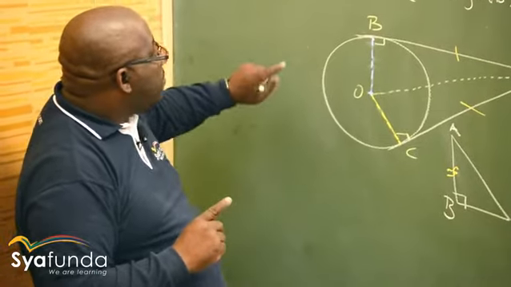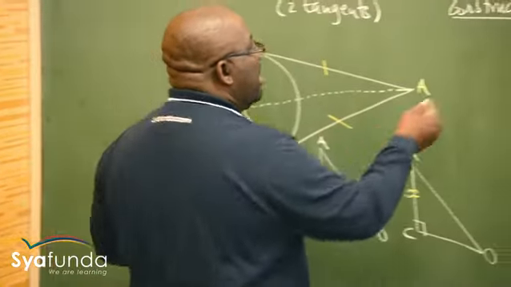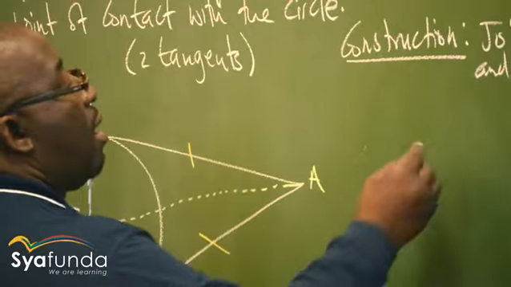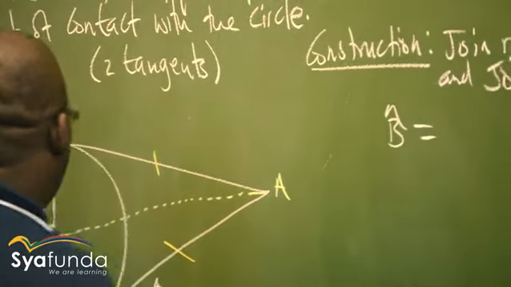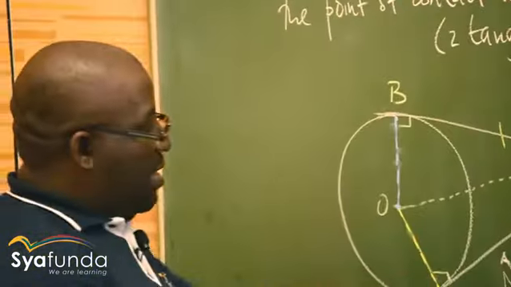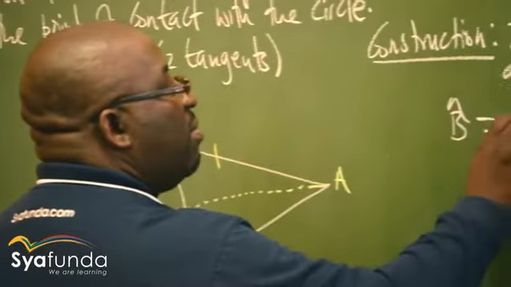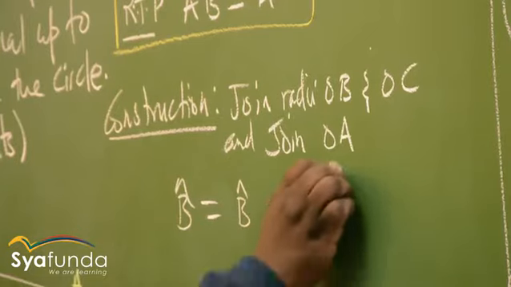Let's do this thing. We've just said now angle B is equal to this angle, angle B is equal to angle C. Reason: they're both equal to 90 degrees.